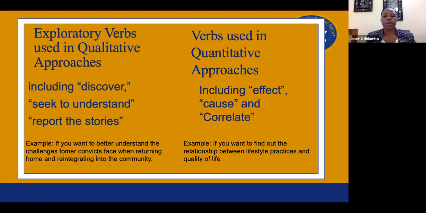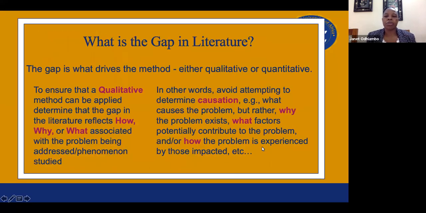For example, if I want to find out the relationship between lifestyle practices and quality of life, I want to find out what is the effect, what is the cause-effect relationship of lifestyle practices and quality of life, then I know that I'm leaning toward a quantitative approach. Then I know that now my topic here is a quantitative topic.